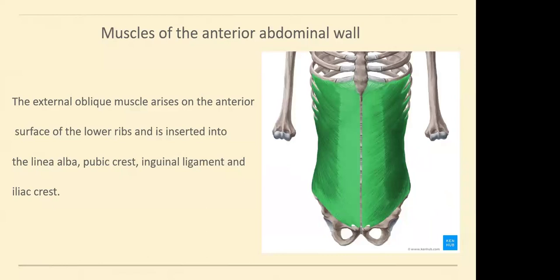After the superficial fascia, we have 3 muscle layers. The important ones are 3. The first is the external oblique muscle, which arises on the anterior surface of the lower ribs and is inserted into the linea alba, pubic crest, inguinal ligament, and iliac crest.